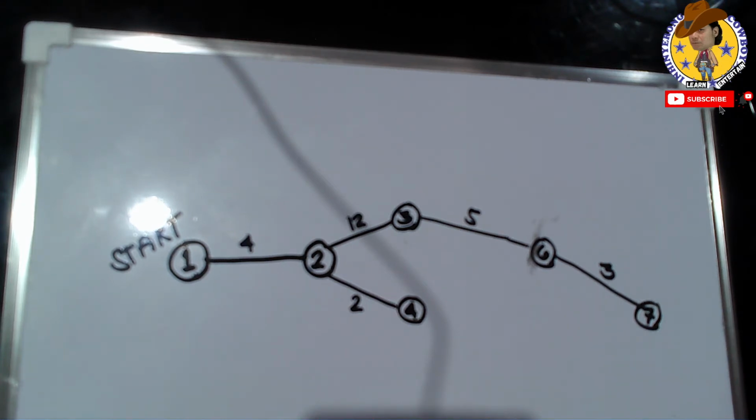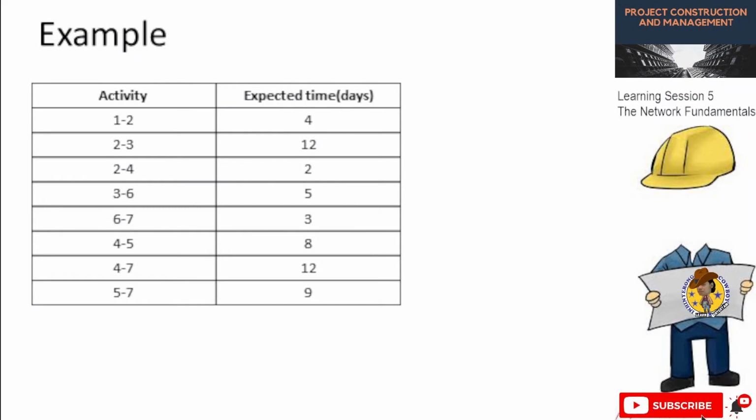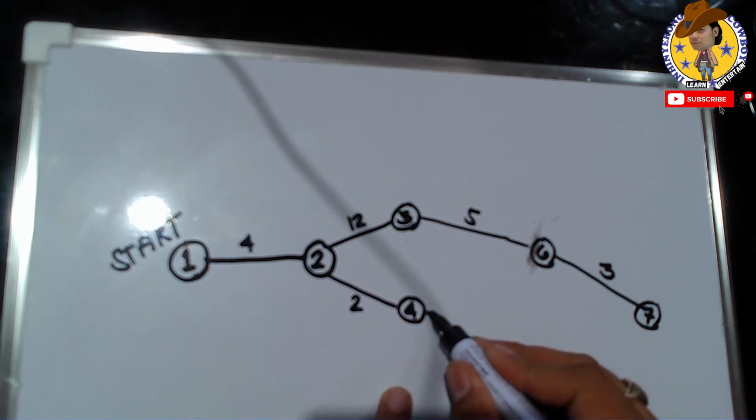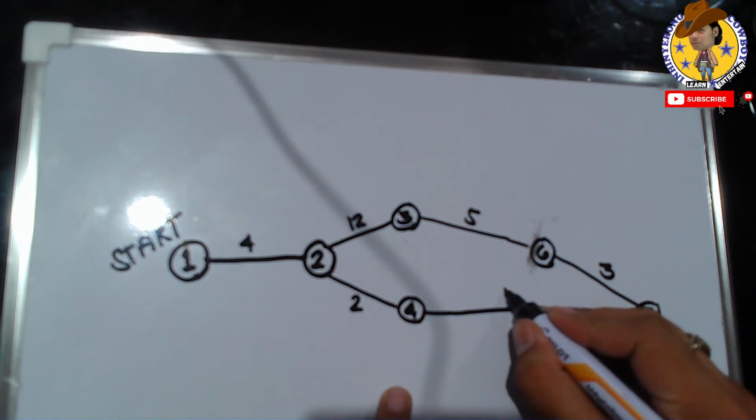Then we have 4 to 5. 4 to 5 is somewhere here. Let's check. 4 to 5 is 8. So after 4, we have 4 to 5 and 4 to 7. Okay, so there are two. First, 4 to 7. 4 to 7 is 12 days, meaning it will go directly here. So this is 12 days.